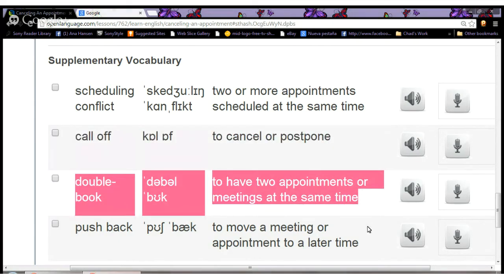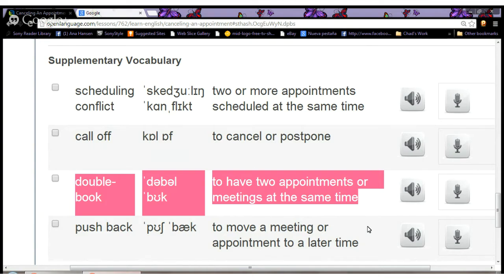Double book: to have two appointments or meetings at the same time. Okay. So these are very similar, double booked and scheduling conflict. Scheduling conflict is going to be kind of when something is overlapped. Okay, it looks like I have a scheduling conflict here. I won't be able to make it.